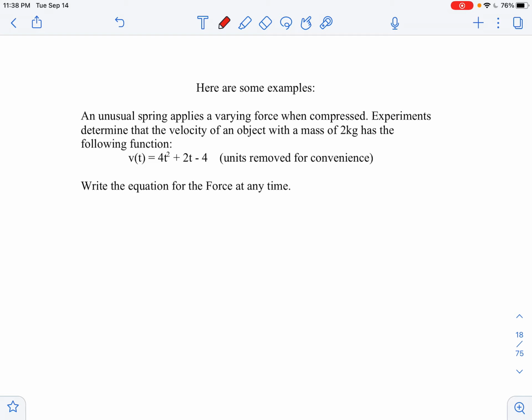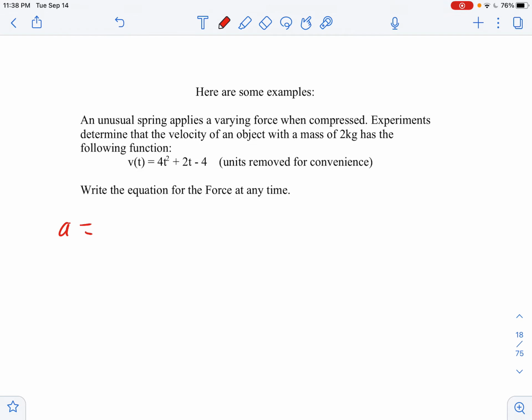Well, we know F equals ma. We're given the mass, that's 2 kilograms. So really it's just a matter of figuring out the function that describes the acceleration. We know that the acceleration is just the derivative of the velocity with respect to time, and since I have the velocity function, all I have to do is take the derivative. So 4t squared would give 8t, plus 2t would just be 2, and minus 4 is 0. So there we go, I got 8t plus 2.